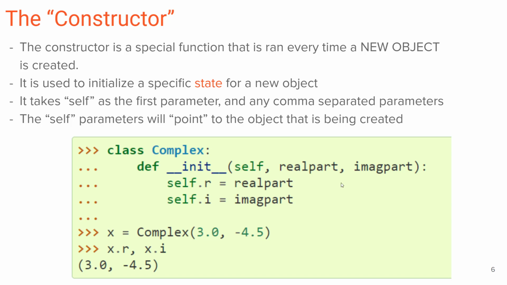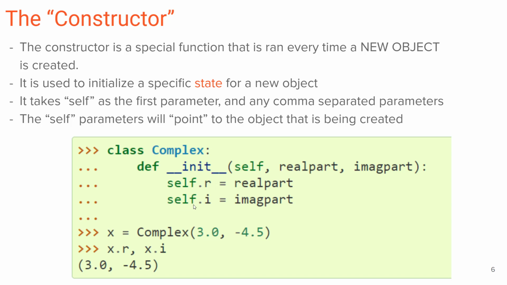So init is run every time a new object is created. The self is going to point to the object that's being created. And we can use dot notation to assign new properties to that object. So basically, every single time this init function is run, whenever we create a new object from the Complex class that's defined right here, we're going to come in here and say, for the object that's being created, assign a property r to it, and the value of that is going to be whatever we passed in for this real part parameter.